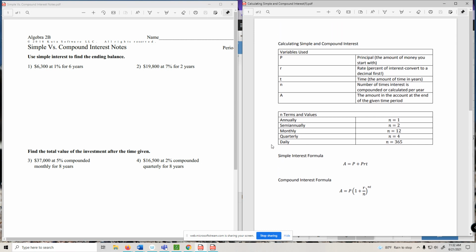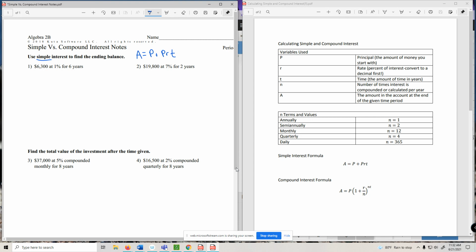Let's try a few of these things out. I want to show you how to use Desmos with these things too, though. So I'm going to get rid of this part here. Before I get rid of this part, let's write which formulas we're going to use for what. Number 1 and 2 tell us to use simple interest. So we're going to use the simple interest formula. A equals P plus P R T.